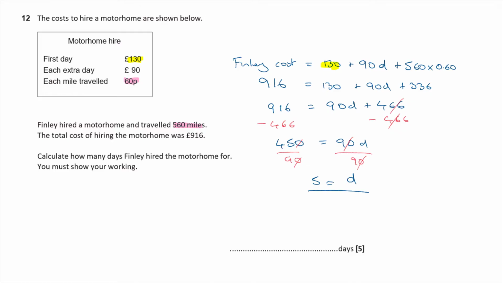Now just take a little bit of care here, because what we've just worked out is d, which came from here, look, and that was the each extra day. So if there were 5 extra days, then the total number of days is going to be the first day, 1 day, plus the 5 extra days. So it's going to be 1 plus 5, isn't it? It's going to be my 5 extra days plus my first day, giving me 6 days altogether. So it's actually 6 days, not 5.